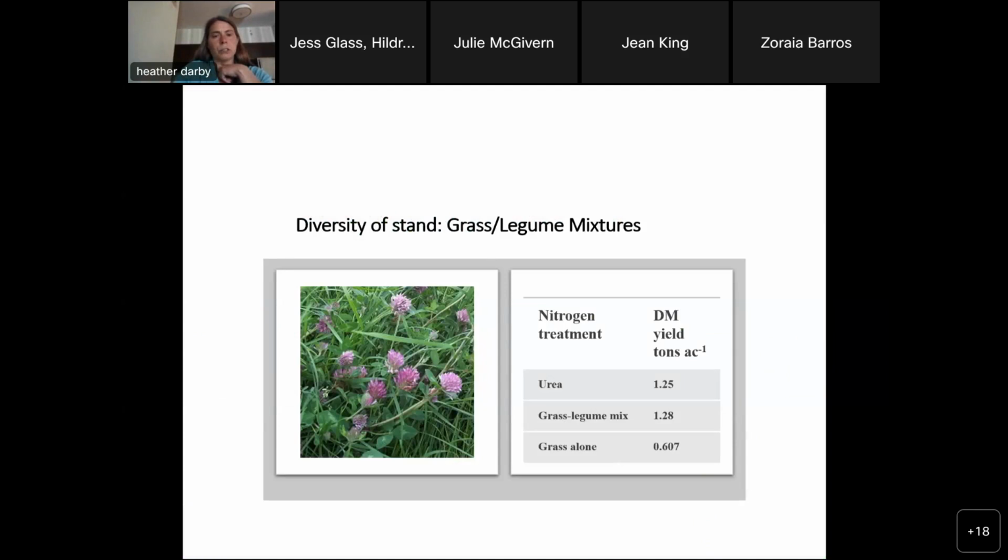We've done a bunch of work looking at grass legume mixtures, and we know that if we mix legumes with grasses at that sort of 30% range, we're going to produce yields very similar to if we were just adding urea, straight nitrogen, to grass. And so just adding those legumes in there, especially if you're organic and you don't want to buy urea fertilizer, plus it costs money, getting legumes out into those fields can help increase productivity.